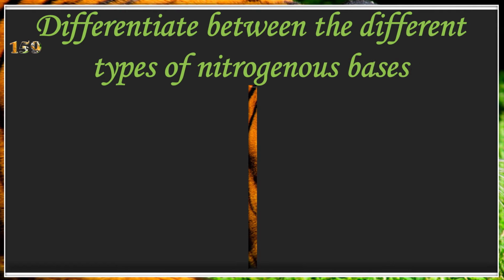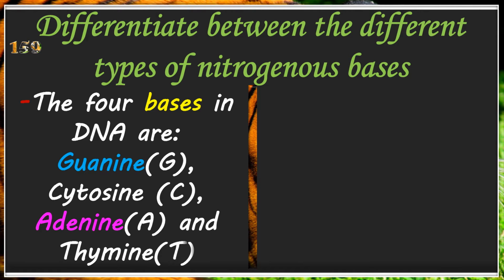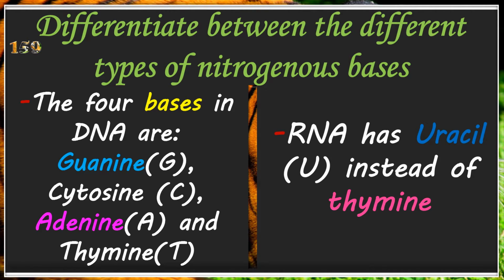Differentiate between the different types of nitrogenous bases. The four bases in DNA are guanine, cytosine, adenine, and thymine. RNA has uracil instead of thymine.